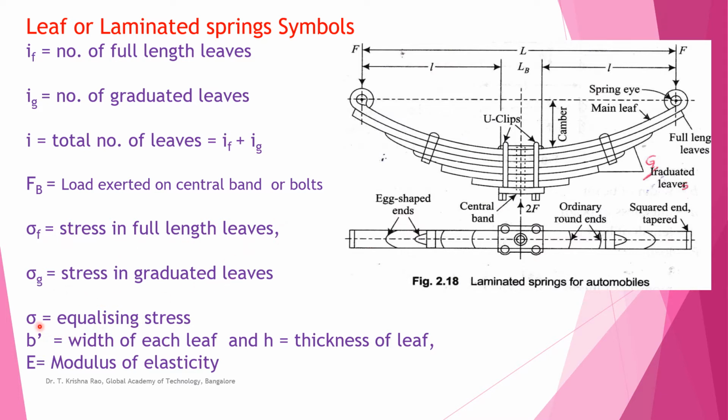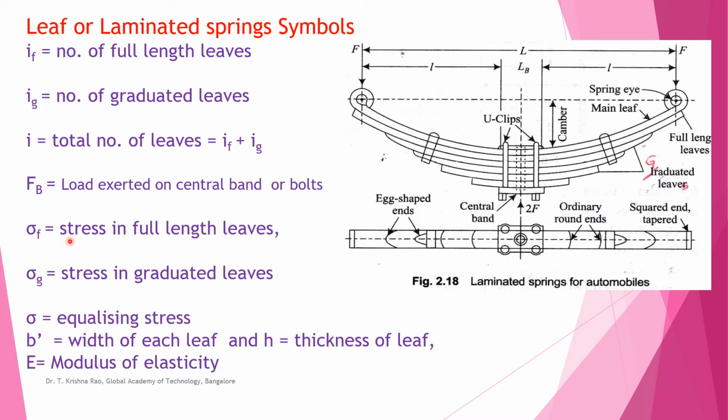Then sometimes we equalize the stress by a process called nipping. Nipping is pre-stressing the leaves to make the stress equal. The longer leaves are made of larger radius, shorter leaves are made of shorter radius, and clamped together. We are applying the stress in the initial condition before using on the lorry. In the manufacturing time itself, we are stressing the leaves, called pre-stressing. The purpose of pre-stressing is to make the stress equal in all the leaves. That process is called nipping and the stress is called equalizing stress.